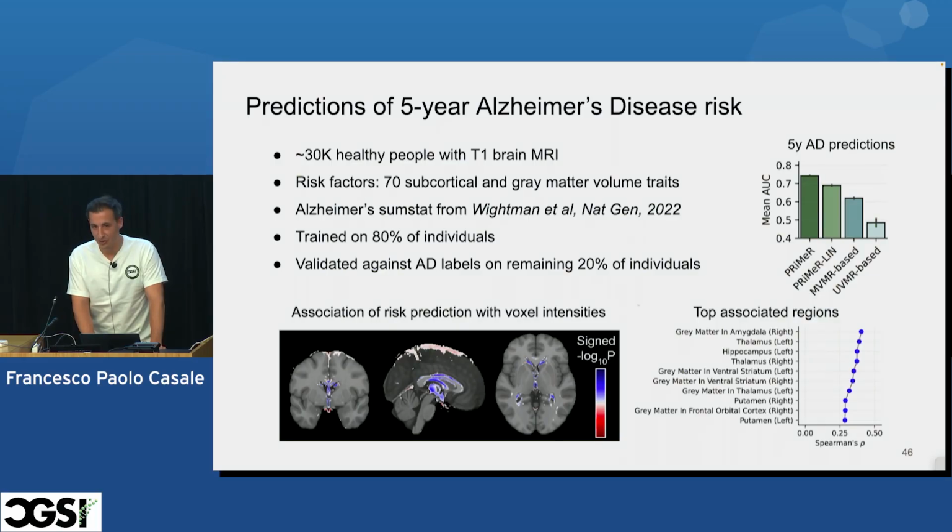And when we looked at which traits the model was picking up, we saw that the predictors capture shrinking in the midbrain, shrinking specifically in the amygdala and hippocampus, and these are traits associated with Alzheimer's.